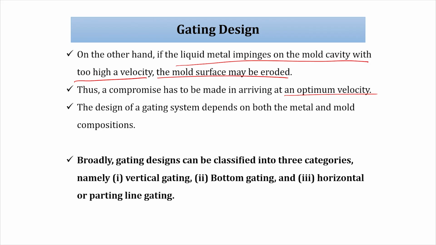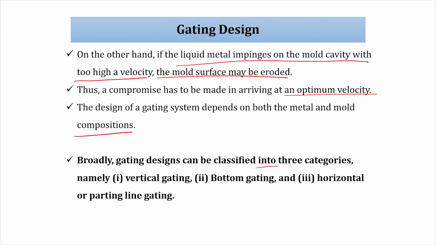So, you have to optimize your velocity such that the design of gating depends on both metal and mold composition. Okay. You have to optimize your design in such a way that it is perfect to fill the cavity as soon as possible without defect. Like erosion, you do not have to erode the mold surface edge. You do not have to entrap gas due to turbulence. You have to avoid such things.